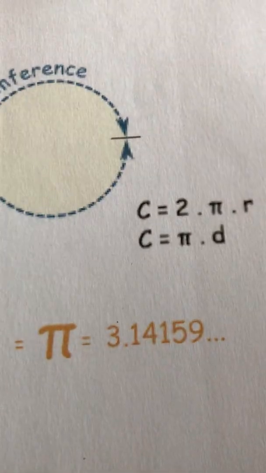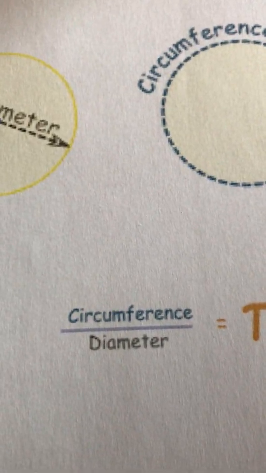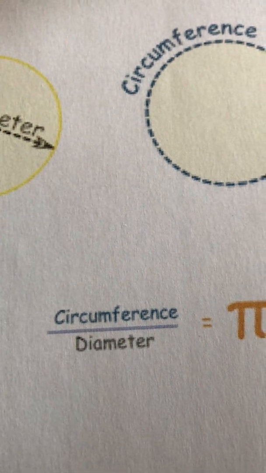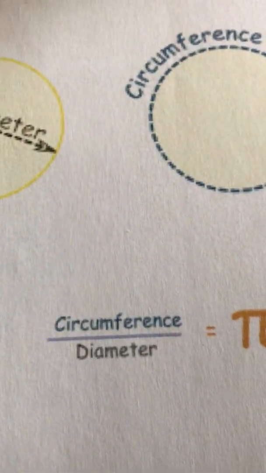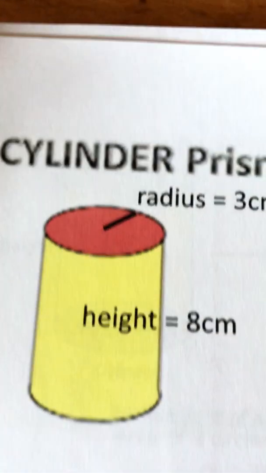Where did pi come from? 3.14? Well, it's just the circumference divided by the diameter of any circle. It's that simple. That's where they found it.